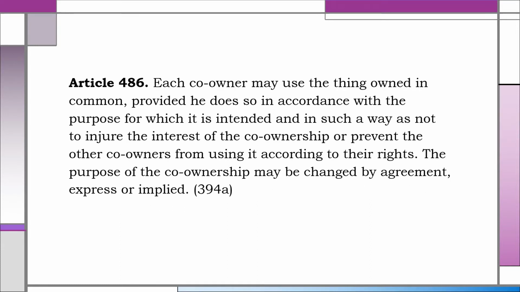Article 486. Each co-owner may use the thing owned in common, provided he does so in accordance with the purpose for which it is intended, and in such a way as not to injure the interest of the co-ownership or prevent the other co-owners from using it according to their rights. The purpose of the co-ownership may be changed by agreement, express or implied.